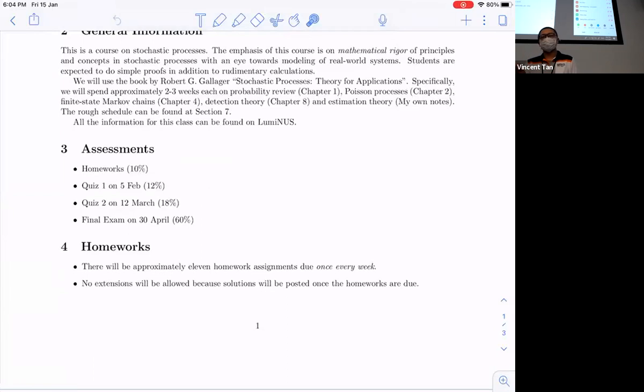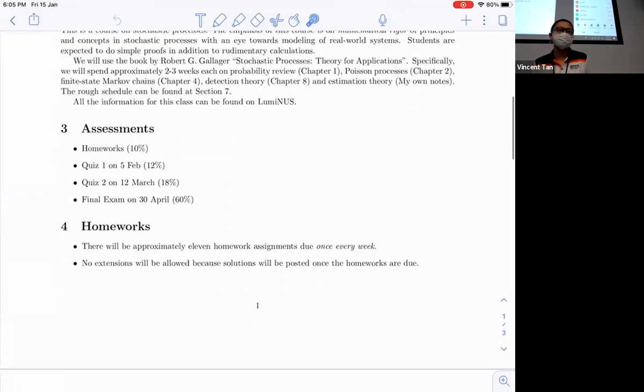So I want to talk about homeworks. Very important. Most of the homeworks are taken from the book, so you need to have the book. The book is on Luminous. There will be approximately 11 homework assignments. The first one is already there. So what is the grading scheme like?